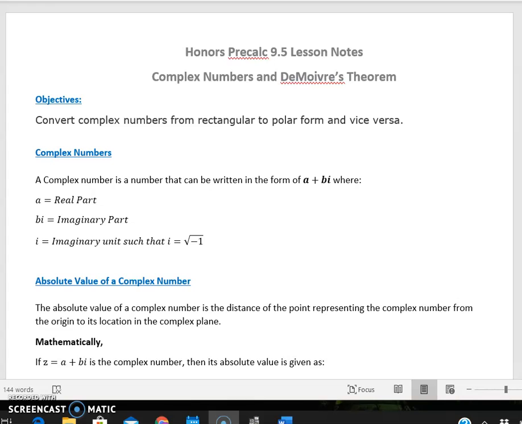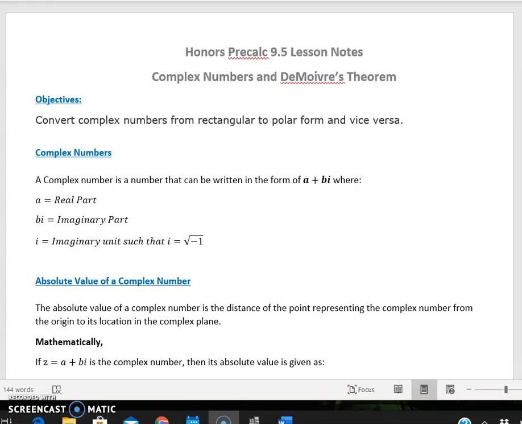This is lesson 9.5, complex numbers, and DeMoivre's theorem. I never can pronounce this right. It's French, so who knows? We'll call it DeMoivre's theorem. I think the V is silent. We're going to go with that.